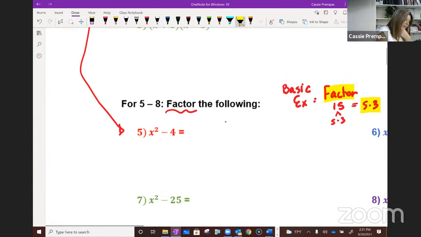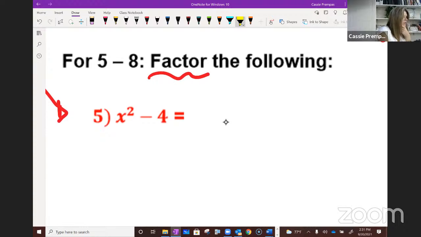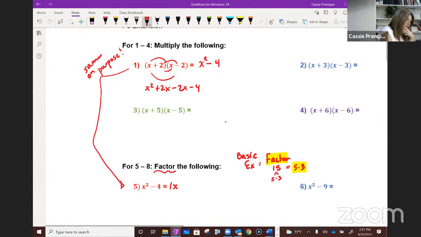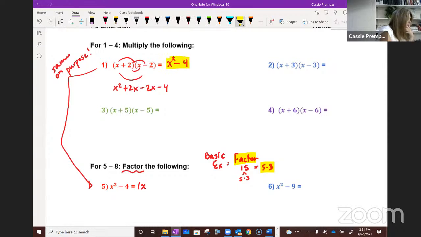So if I'm asked in number 5, x squared minus 4, unmultiply it, I'm going to go back to what I did in number 1. Number 1, that was the result, x squared minus 4. So I know where it came from, x plus 2, x minus 2. So I'm going to copy that back down. It came from x plus 2, x minus 2. And that would be my answer.